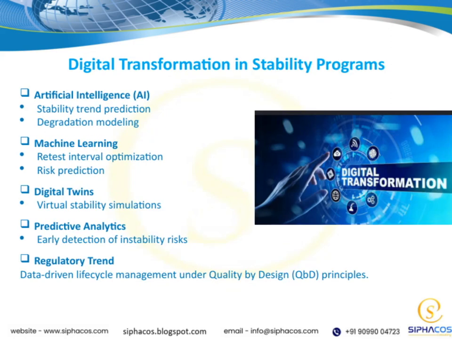In this part, we're diving into how digital transformation is reshaping stability programs. Artificial intelligence helps us predict trends and model degradation, giving us a clearer picture of what's ahead. Machine learning steps in to optimize retest intervals and predict risks more accurately.